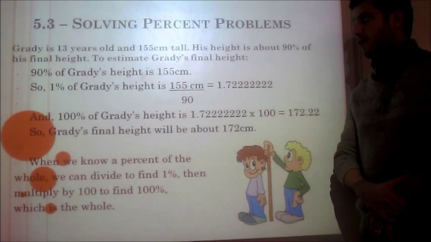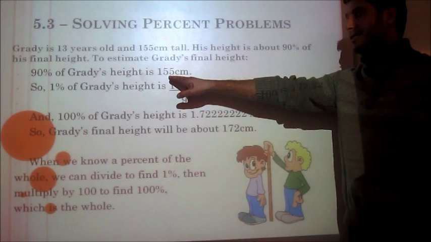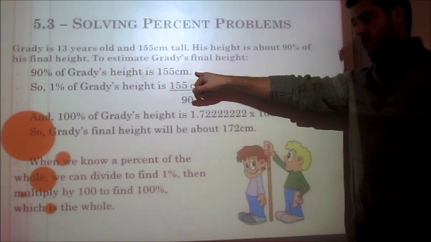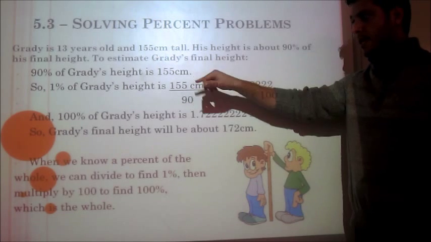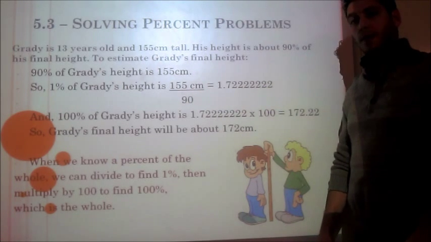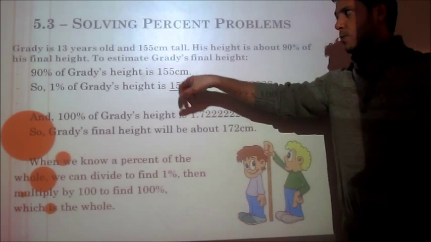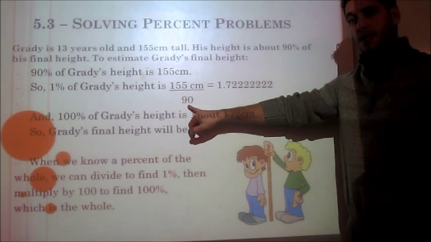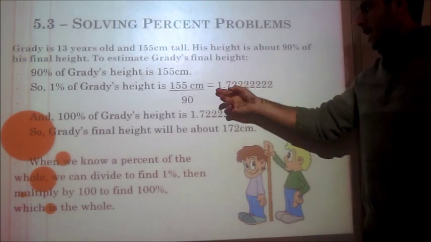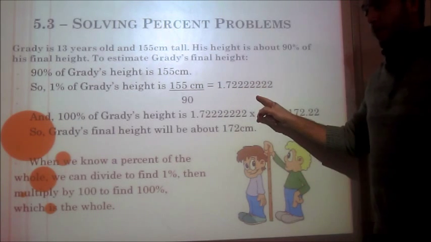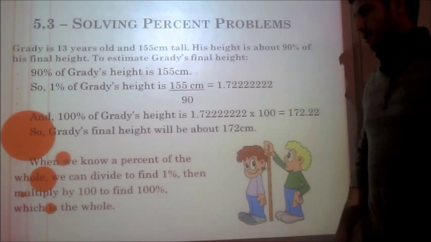To estimate Grady's final height, we first look at the value that we're given in the problem. We're told that 155 centimeters is approximately 90% of his final height. So we pulled that information out of the problem. And we can determine what 1% of Grady's final height is by dividing the 155 centimeters we're given in the problem by the 90% that we're told it represents. And we get 1.722 repeating. So this value here represents 1% of the value of Grady's final height.